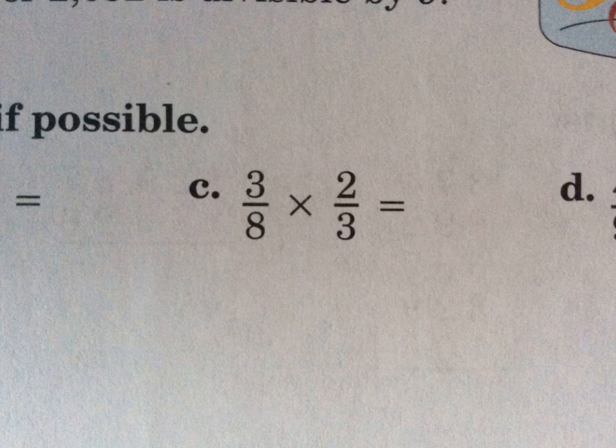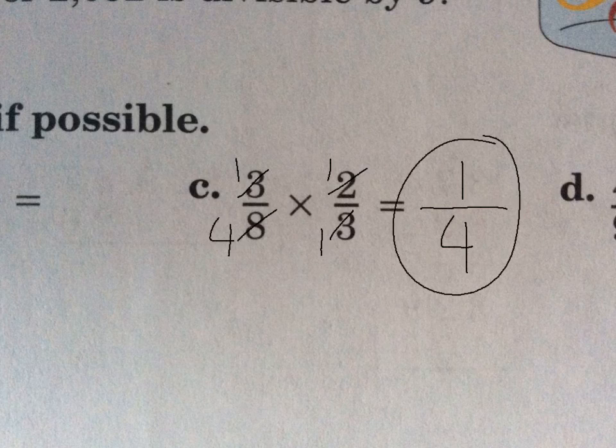C, 3 and 3. 3 goes into both of those one time. 8 and 2. 2 goes into both of those. 2 goes into 8 4 times. 2 goes into 2 one time. Now let's multiply across. 1 times 1 is 1. 4 times 1 is 4. Our answer is 1/4.